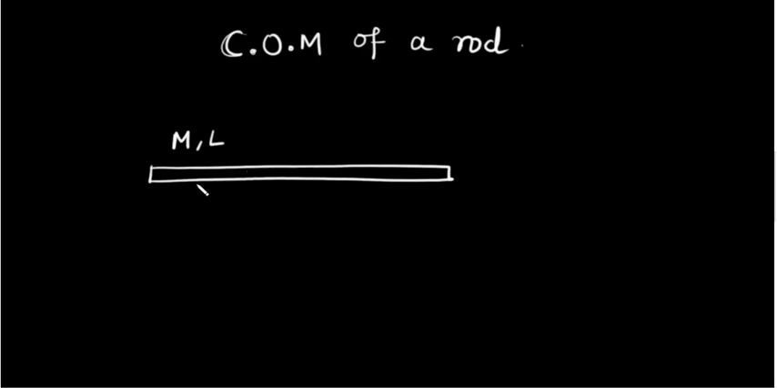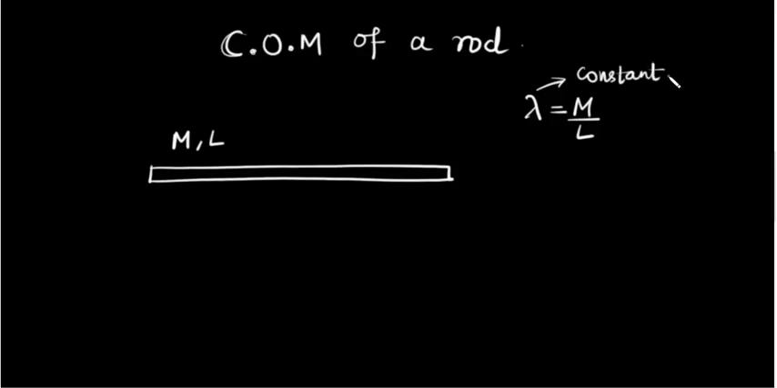In this video, we are going to talk about how to locate the center of mass of a rod. So we have a rod here of mass m and length l, and let's say the mass is uniformly distributed. That means the mass per unit length is constant. So let's say lambda is equal to mass per unit length, which is constant. So here lambda is constant, right?